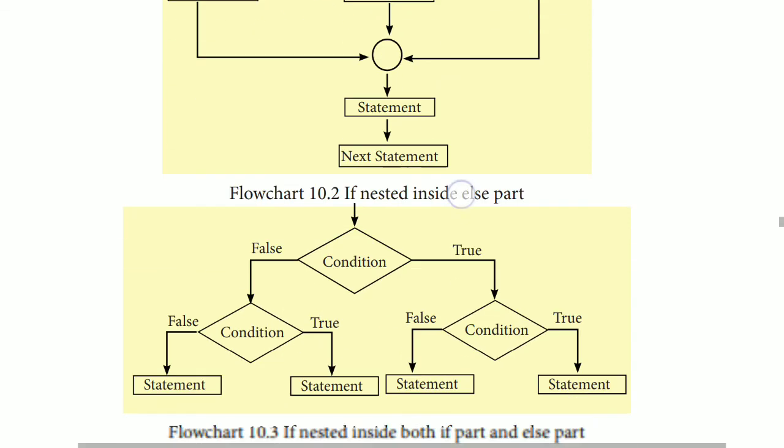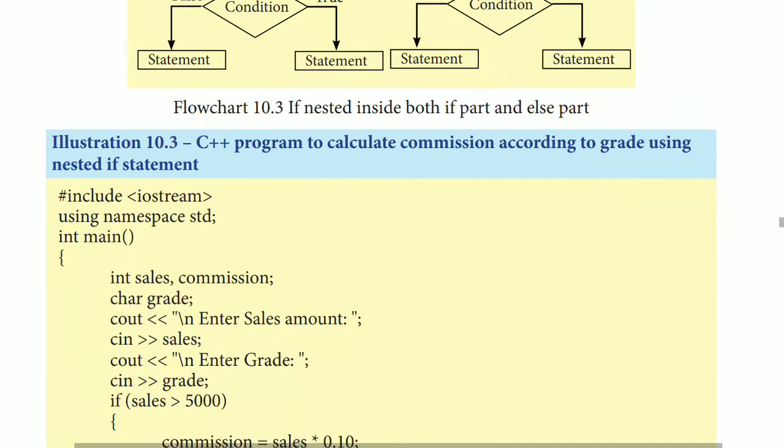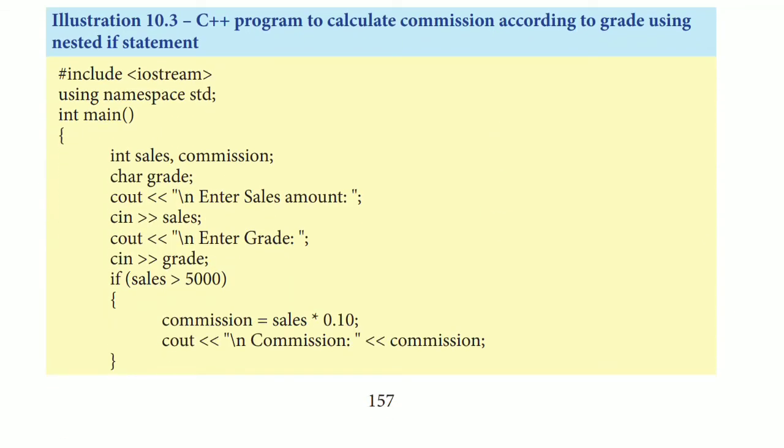In the next statement, the if statement is inside both the true part and the false part, and there is an example program for it. The example doesn't have any condition inside another condition, so you can just consider this as an example.